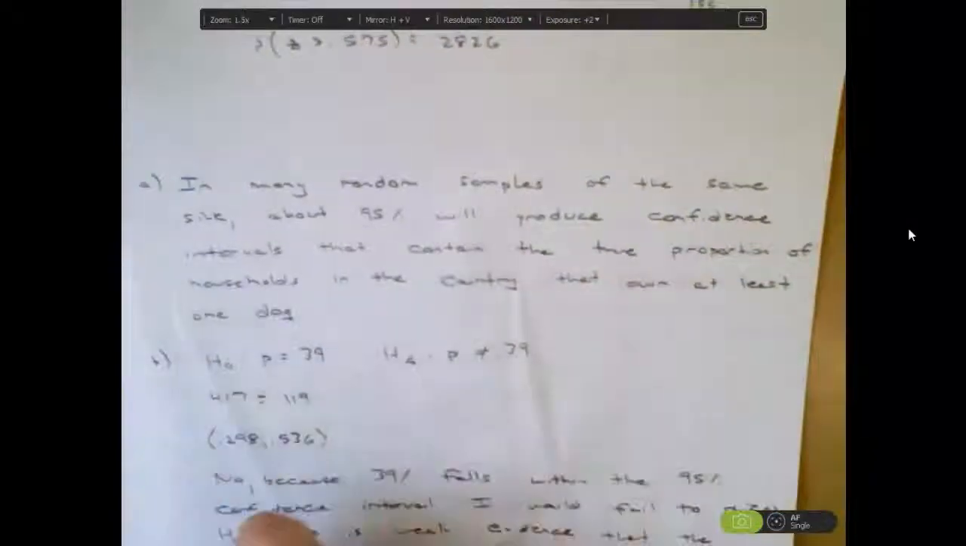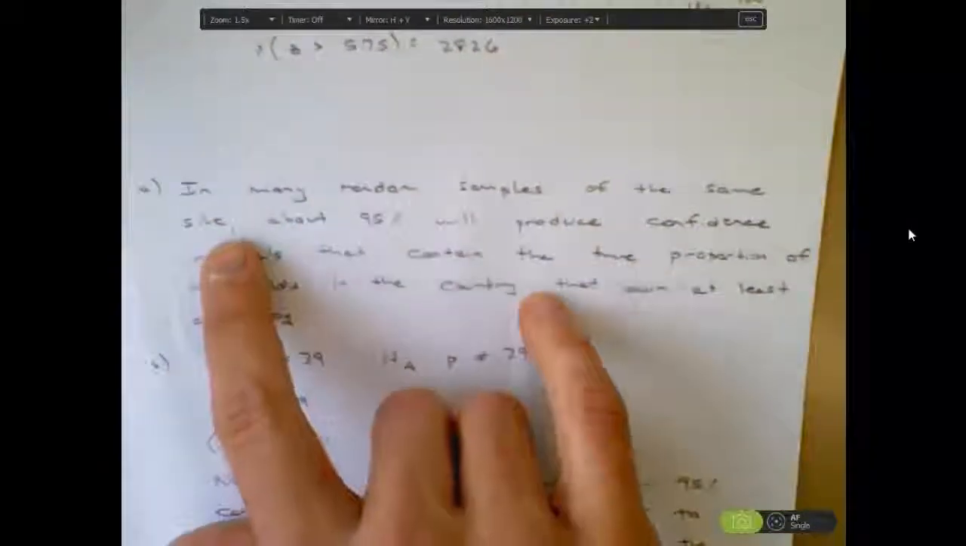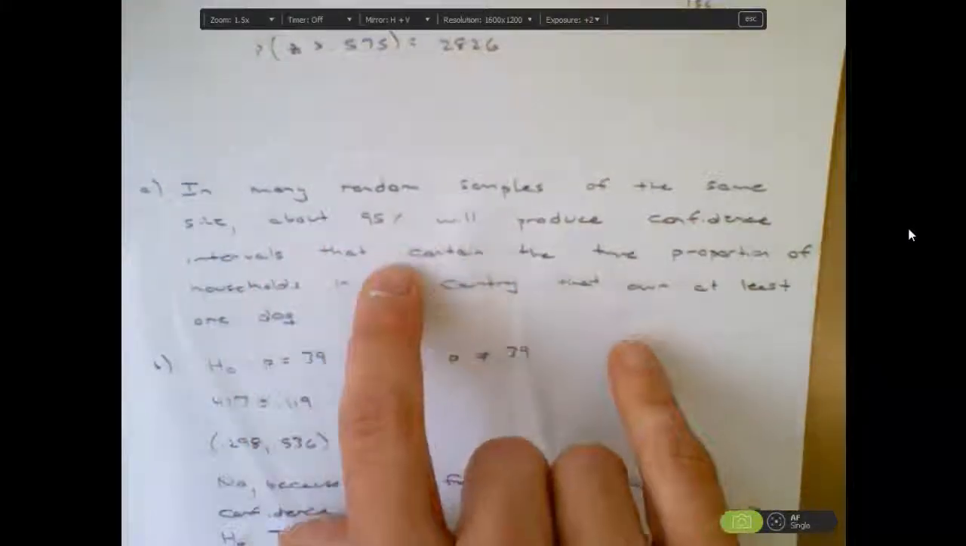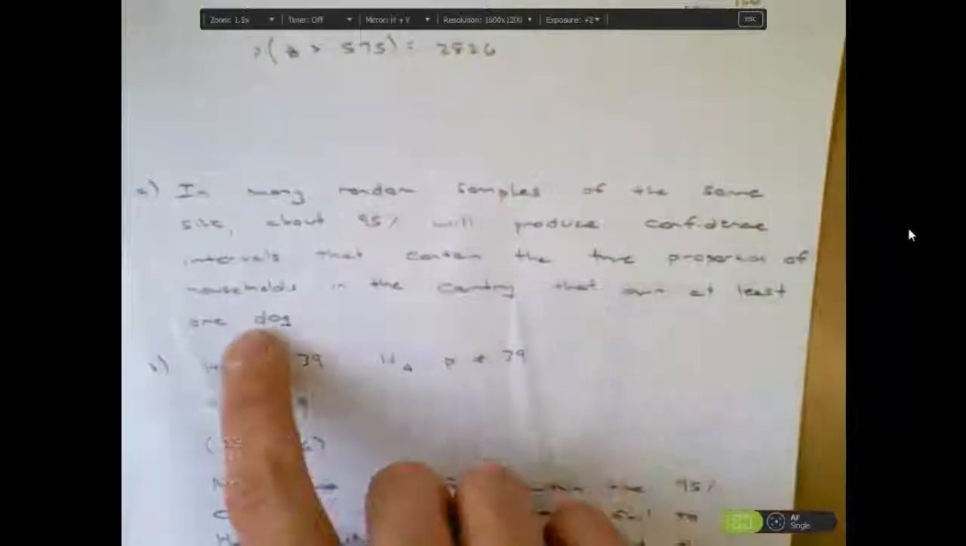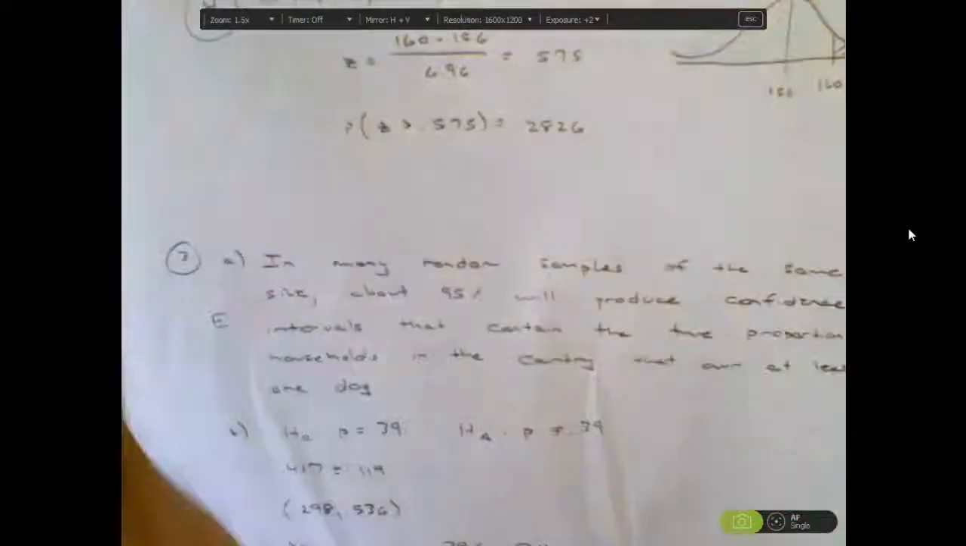This is chapter 19 where this was introduced. So, in many random samples of the same size, about 95% will produce confidence intervals that contain the true proportion of households in the country that own at least 1 dog. So, mentions repeated sampling. Did that. And many random samples of the same size. Mentions 95% will capture that. Did that. Includes context. Did that. I've done those 3 things. That's going to earn me an E for part A.